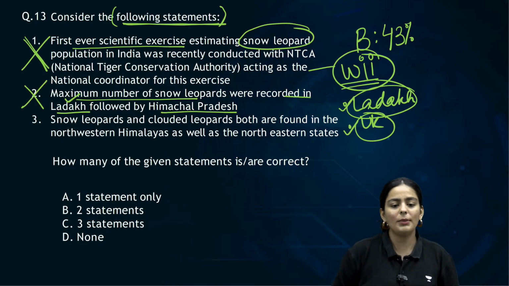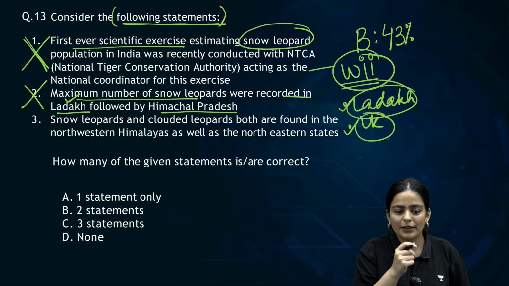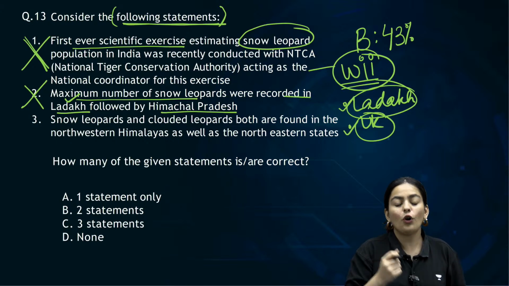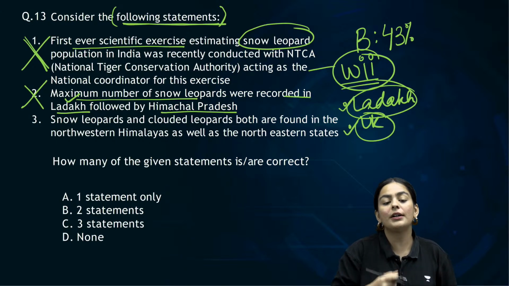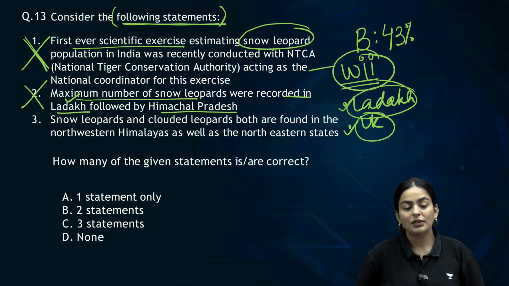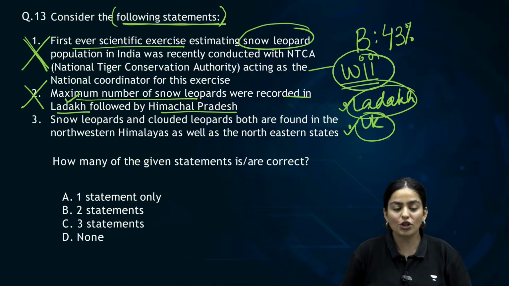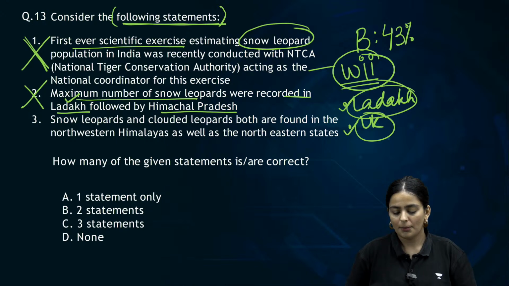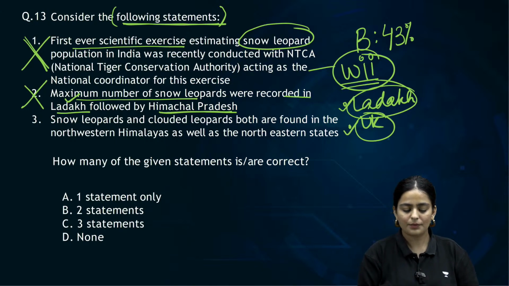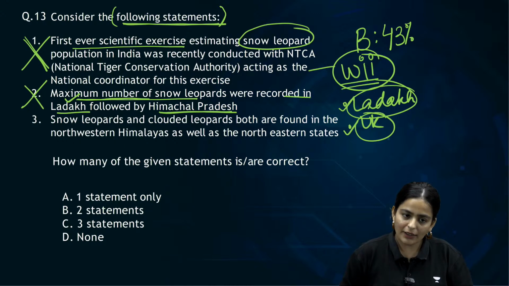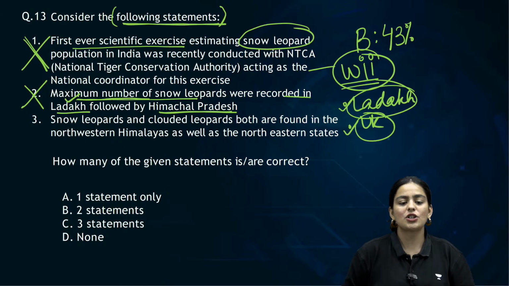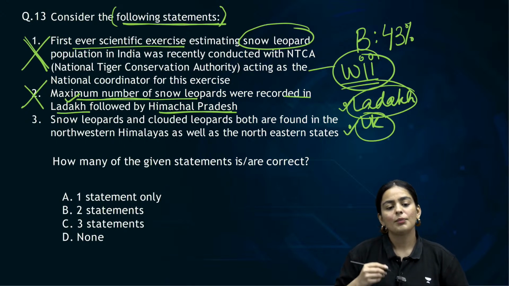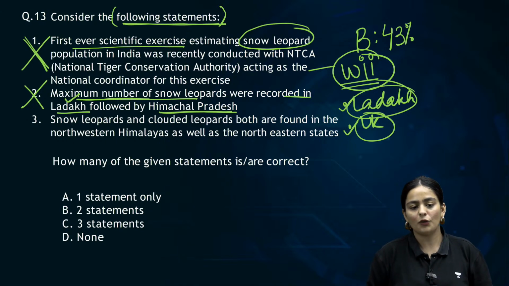Can you tell me in the comment section which one national park is also called the snow leopard capital of the world? Please write it in the comments. Well done. It is the Hemis National Park situated in the Union Territory of Ladakh. The Hemis National Park is also called the snow leopard capital of the world.